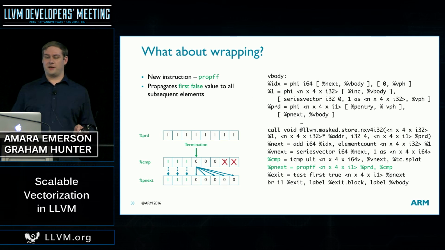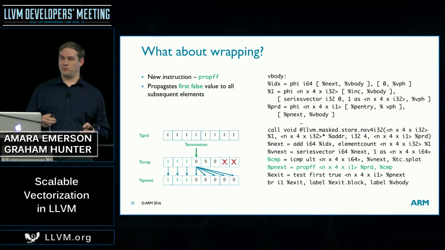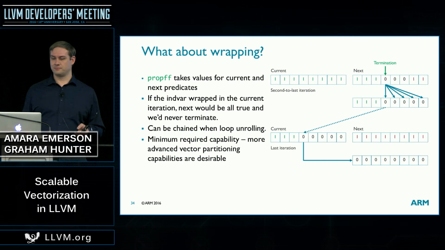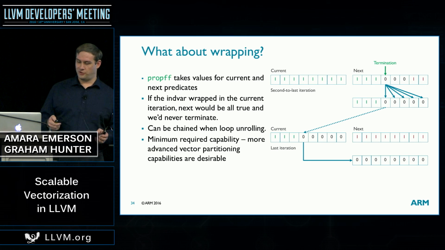So we've added a new instruction called propff, and this searches across the predicates, and the first 0 it finds, the first false value, it will partition the predicates such that all lanes before the termination are active and all lanes from the termination point afterwards are inactive. So that handles wrapping within the predicate vector, but we need a second argument, the current predicate, in order to ensure that we terminate the loop. And basically, if the current predicate is not all true, it effectively overrides whatever the value of the comparison for the next one is. It says, no, you're done, and you terminate the loop.